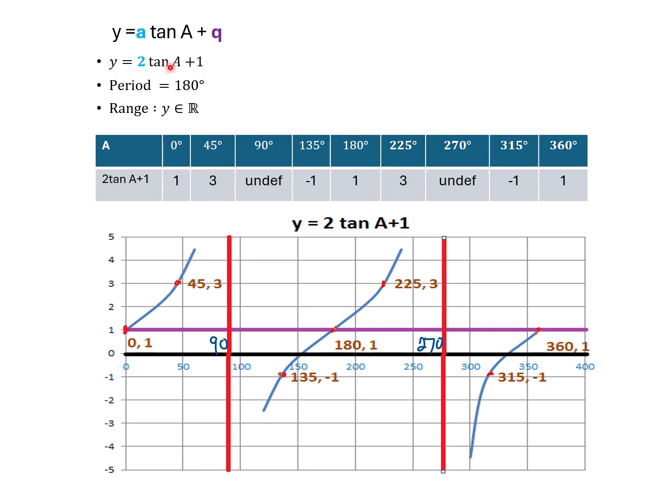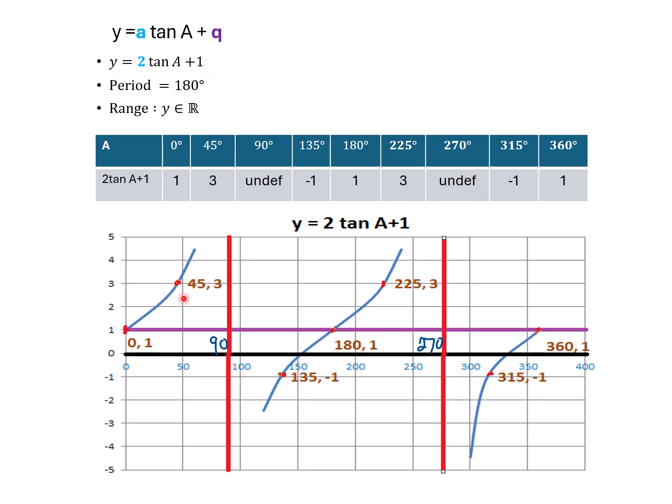Tan of 180 is 0, but 0 plus 1 is 1. So instead of having 180 and 0, it becomes 180 and 1. Then tan of 360 gives me 0, but 0 plus 1 takes me to 360 and 1. So you can see that all these points moved 1 unit up because of the plus 1.